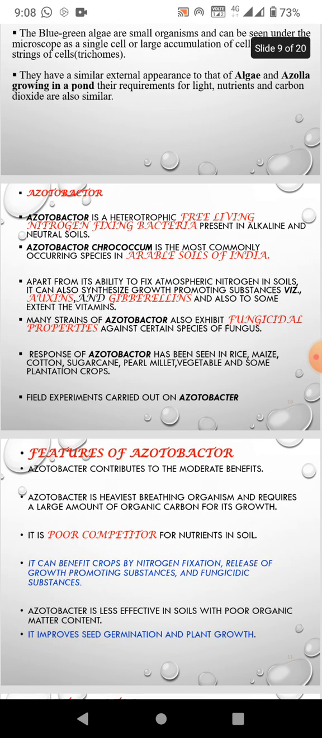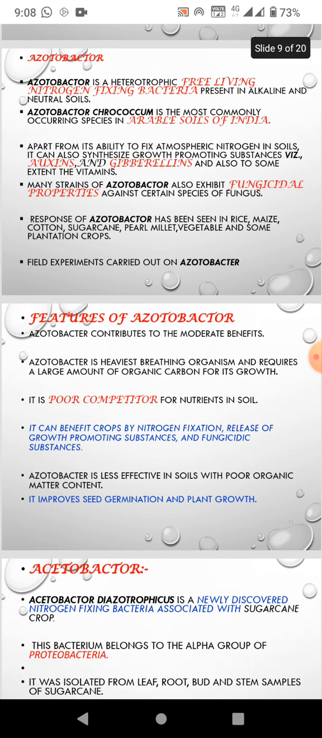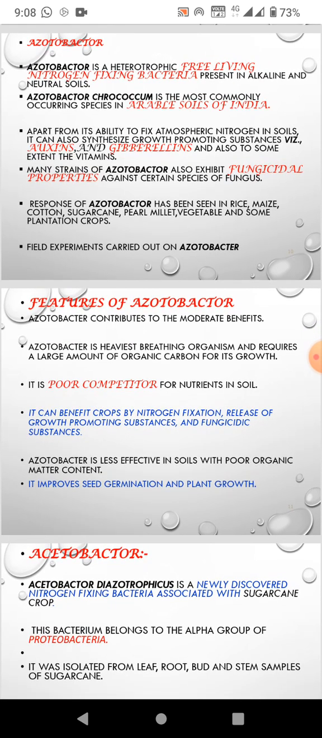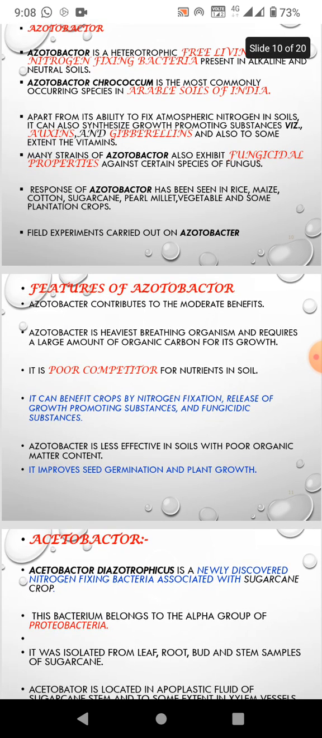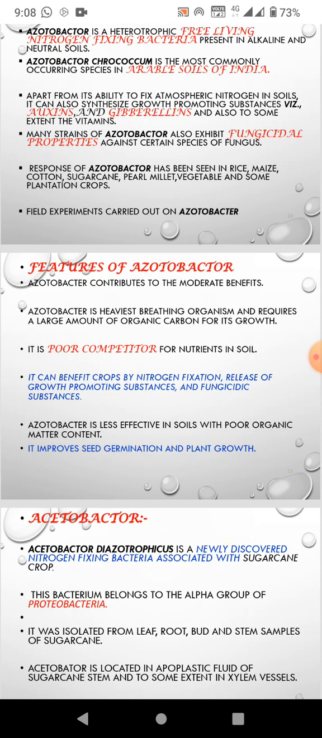Field experiments have been carried out on Azotobacter, and its features contribute to moderate benefits. Azotobacter is a heavy breathing organism and requires a large amount of organic carbon for its growth. It is a poor competitor for nutrients in soil. It can benefit crops by nitrogen fixation, release of growth promoting substances, and fungicidal substances. Azotobacter is less effective in soil with poor organic matter content. It improves seed germination and plant growth.